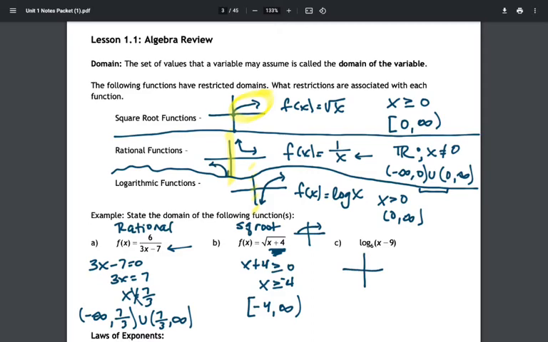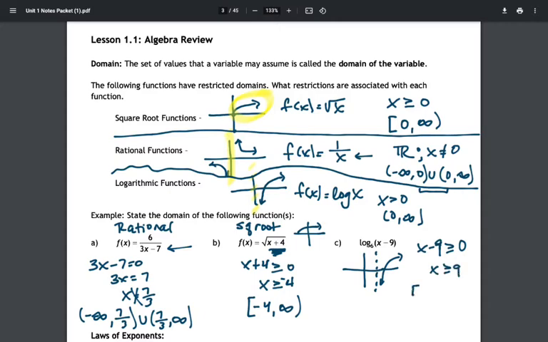This one has been shifted to the right 9. So now that you have an asymptote right there at 9 and your graph looks like this, you can't take the log of 0 or a negative number. So x minus 9 has to be greater than or equal to 0. Solving that for x, we get x is greater than or equal to 9, which matches what our graph has here.